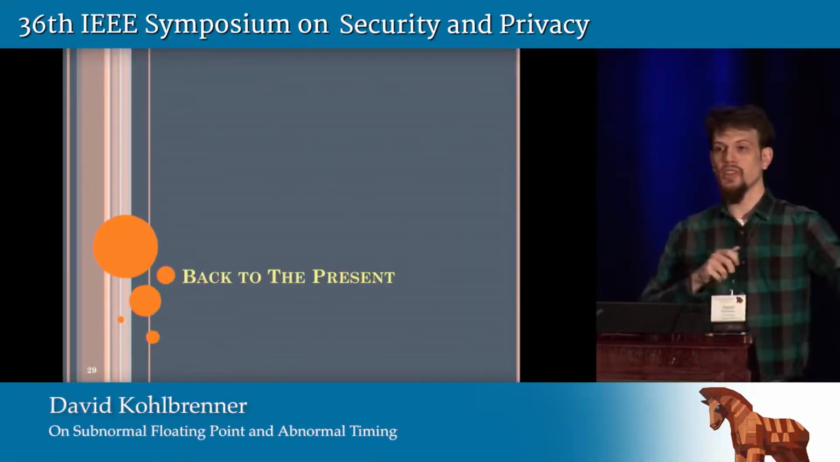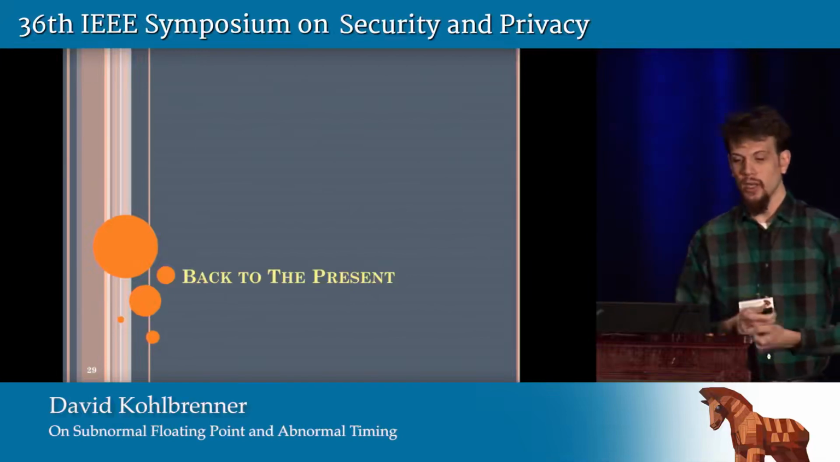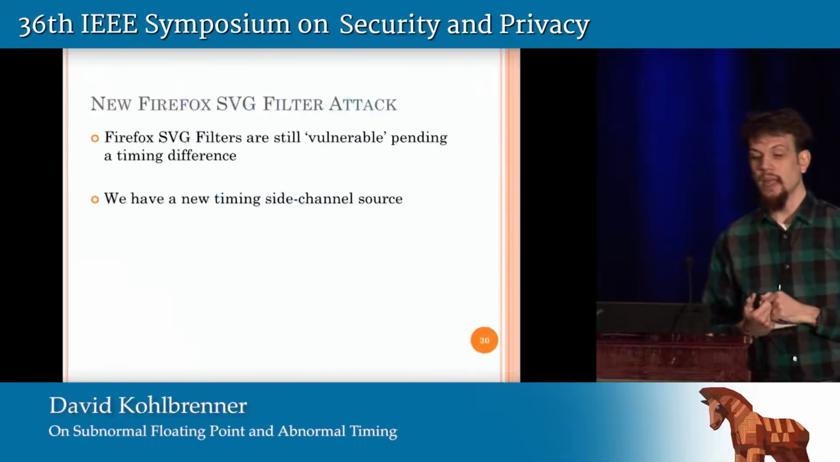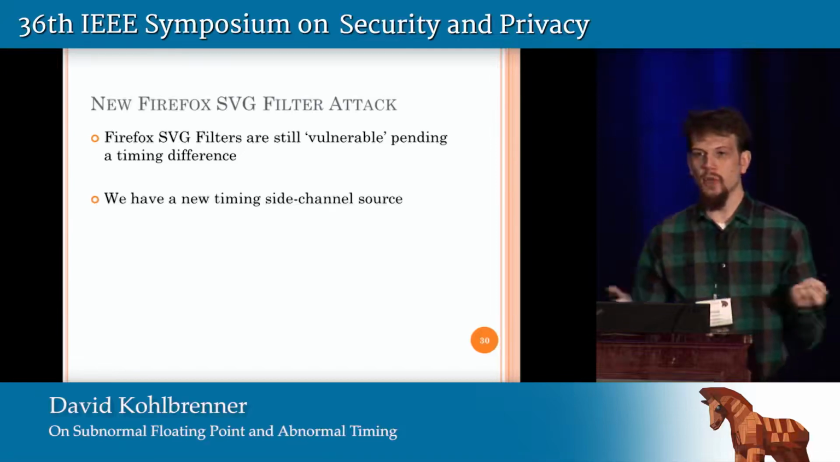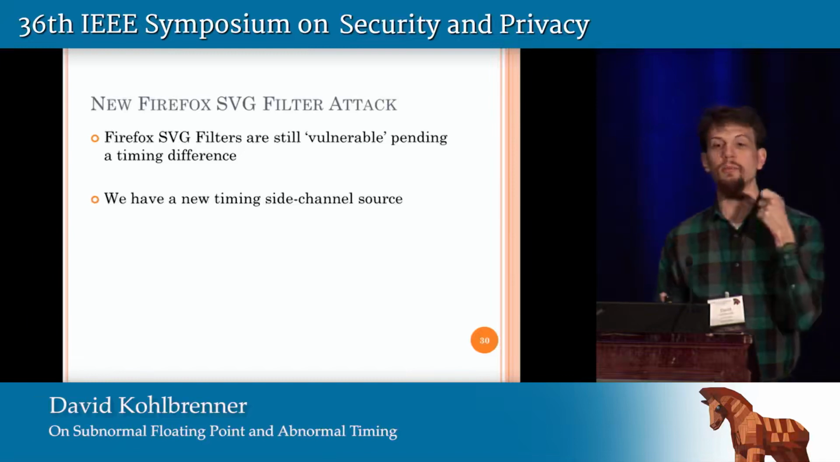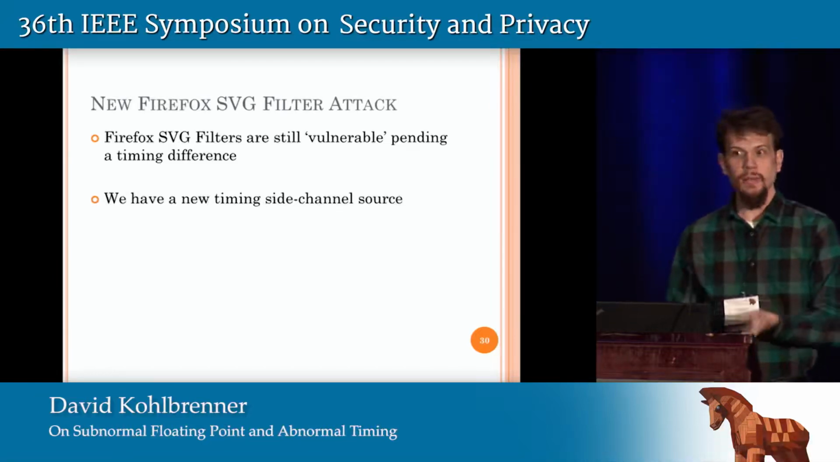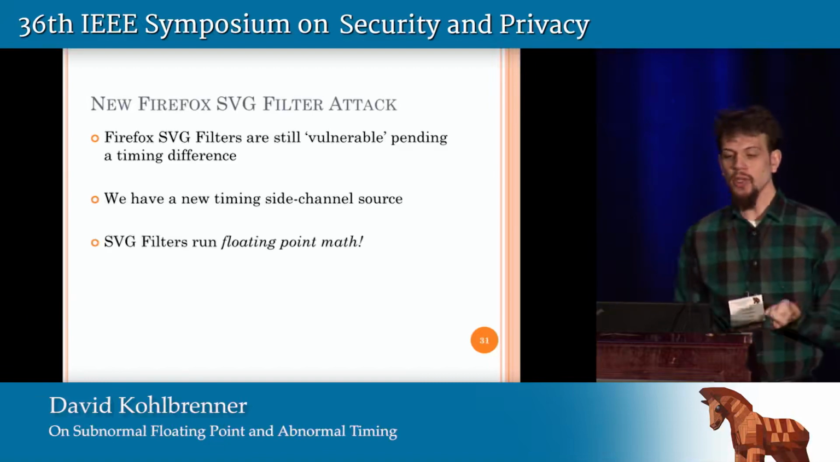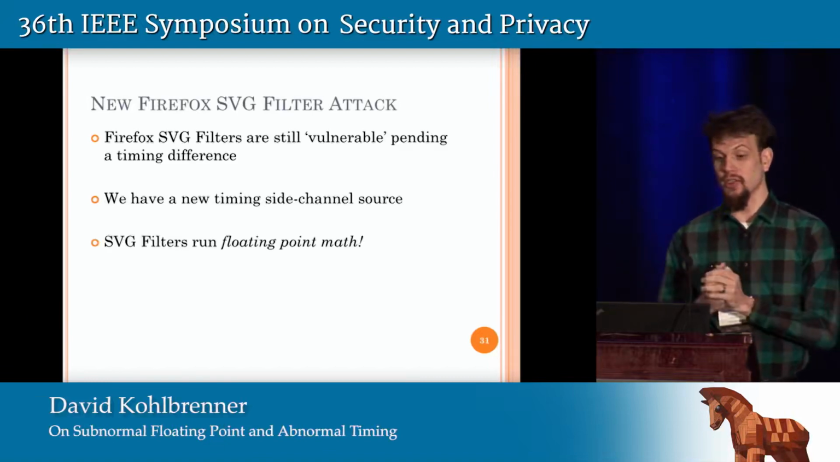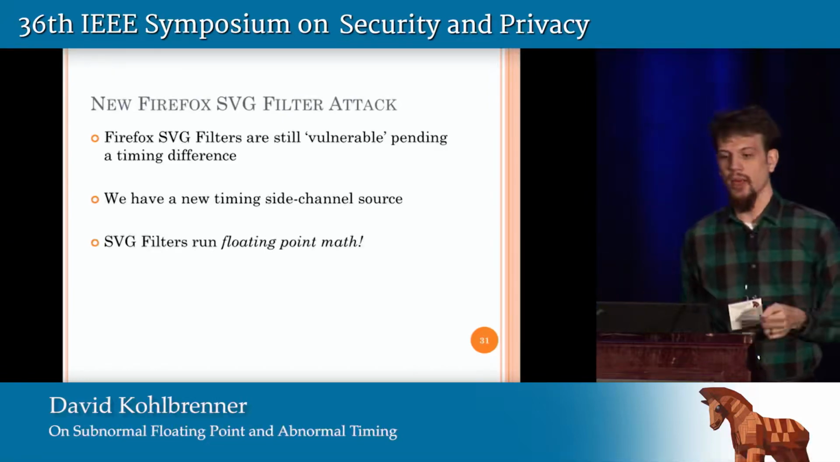Okay, so I'm going to now shift us back to the present. Let's remember that we have our subnormal floating point. We have this SVG attack. And really, Firefox SVG filters weren't fixed, right? The filters were just written to be constant time, but we still get to compute over foreign pixel data. And I have a brand new timing side channel source for you. I guess it should be no surprise at this point, but SVG filters run floating point math. So this looks really good for us.